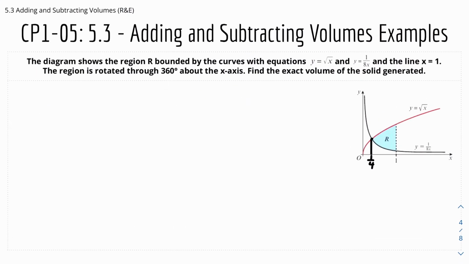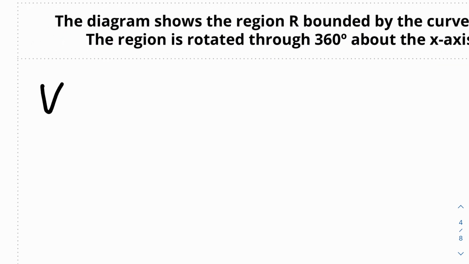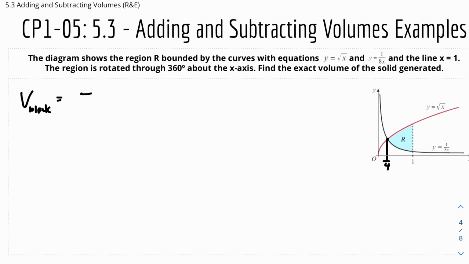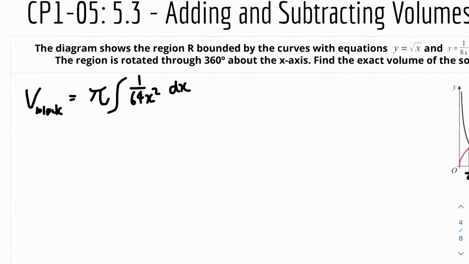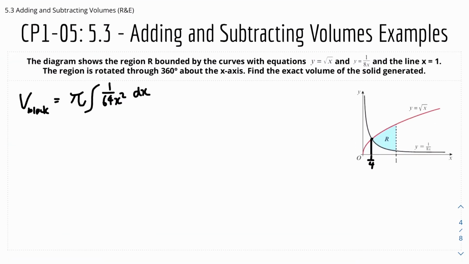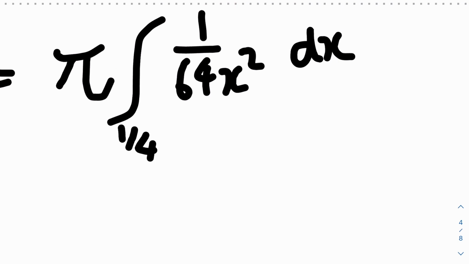So now we can find the volume, not the area, under the black curve first. So the volume under the black curve, I just use V black to represent it. So V black equals pi times the integral of y squared, which is equal to 1 over 64 x squared dx from x equals 1 over 4 to x equals 1. So 1 over 4 and 1.